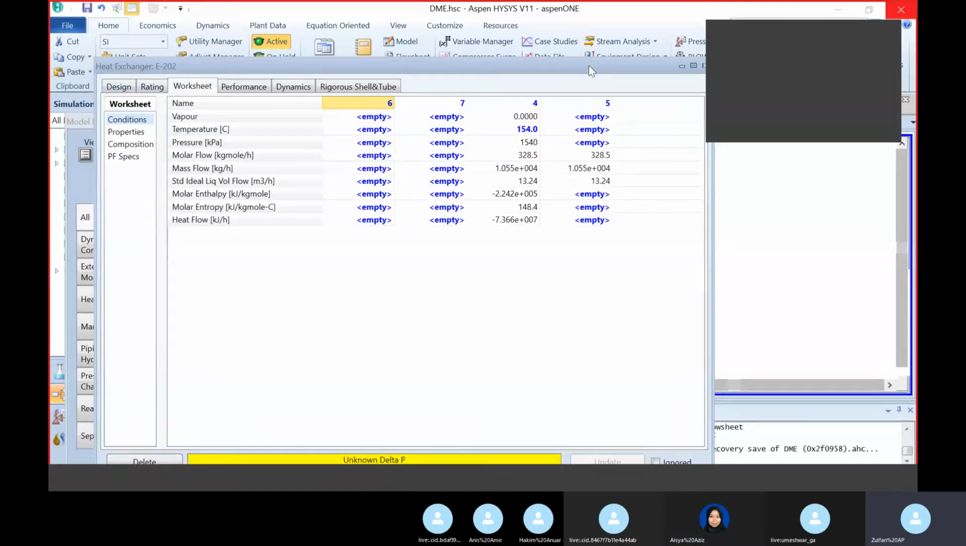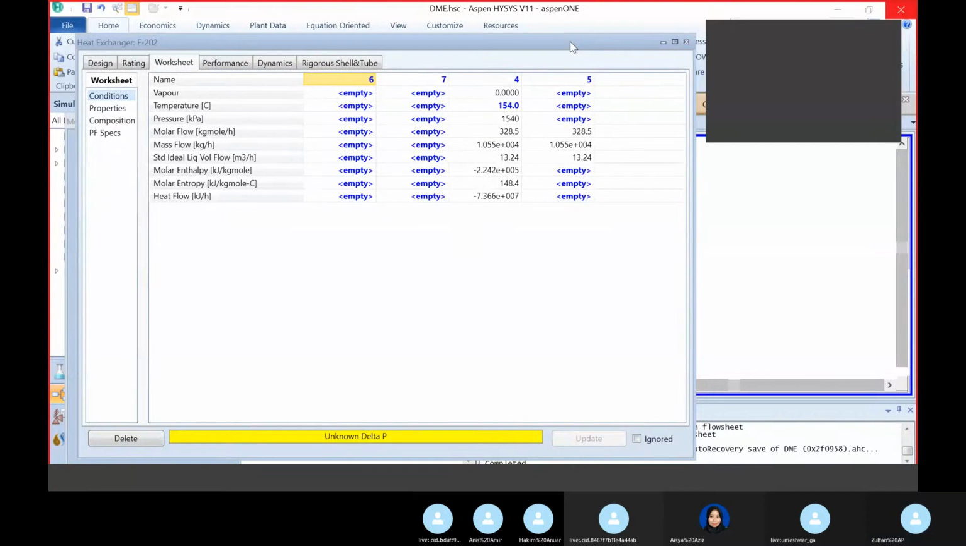Stream number 4, number 5, okay, and then 6 and 7. Yeah, the 6 and 7 we don't know. There is a workaround because we don't know. Yeah, I mean we can specify stream number 6, and then we specify the outlet temperature of stream number 5, the stream number 5 temperature, and then HYSYS will calculate the same way like we just did.